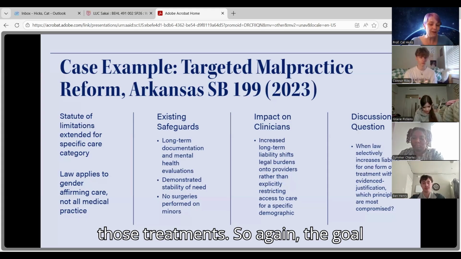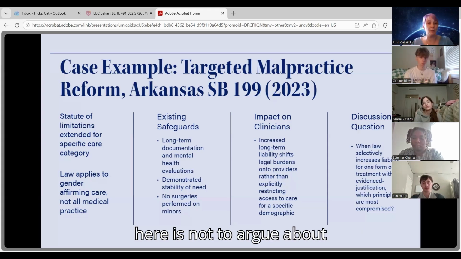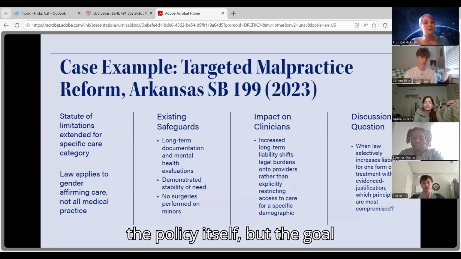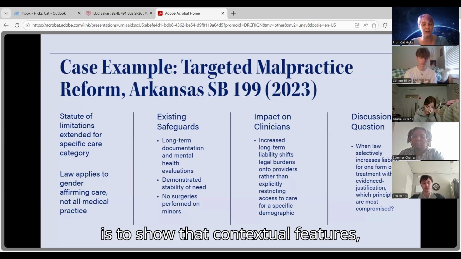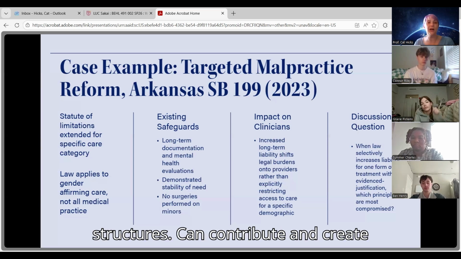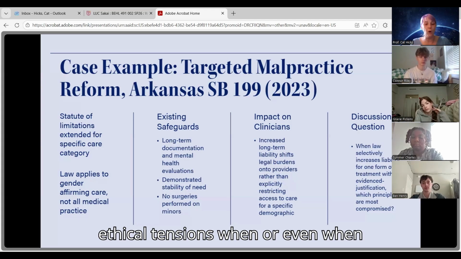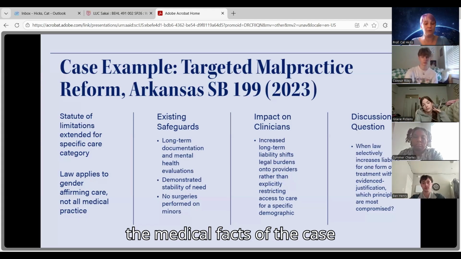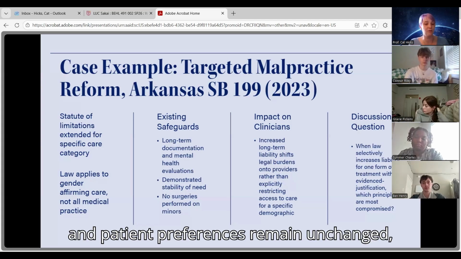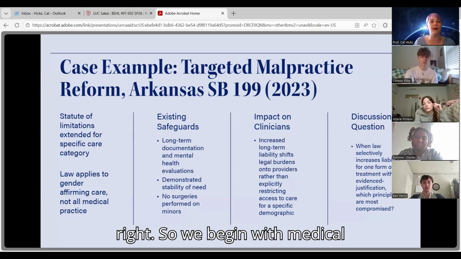So again, the goal here is not to argue about the policy itself, but the goal is to show that contextual features, law, regulation, and liability structures can contribute and create ethical tensions, even when the medical facts of the case and patient preferences remain unchanged, right?